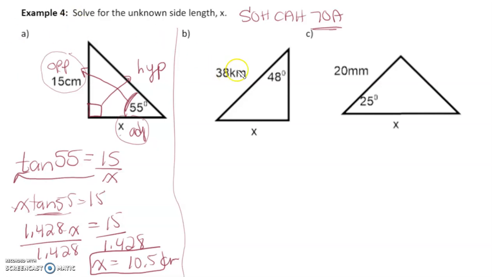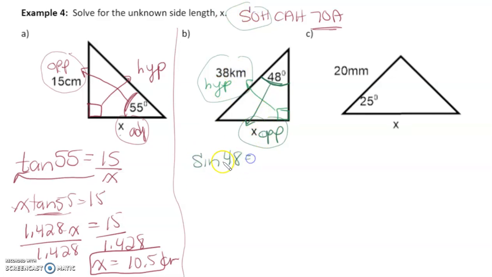Okay, B, same first steps. Label the right angle, label the hypotenuse. Okay, now we're dealing with the 48. The x is going to be the opposite, and then we have the hypotenuse. So out of sine, cosine, tan, we're using opposite and hypotenuse, which is the sine. So sine, fill in the angle right away, sine 48 equals x over 38.